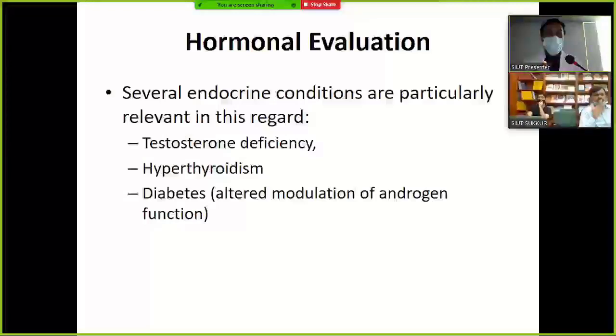Then hormonal evaluation. Three major systems should be evaluated. First of all is testosterone deficiency, hyperthyroidism, and diabetes. Diabetes causes altered modulation of androgen function. How does testosterone deficiency cause ED? Dr. Naseem, what is the role of testosterone in maintaining erectile function? Dr. Usman Jr., what is its central effect and what is its local effect?